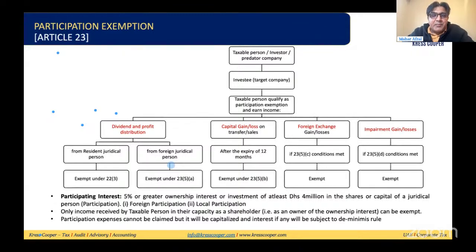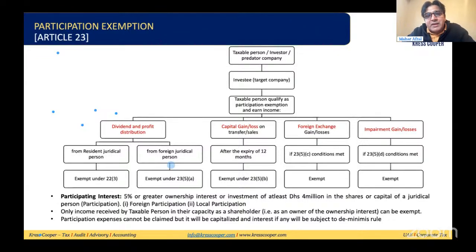These conditions are investment in the equity up to a minimum of 4 million or 5% of their equity capital, held for a minimum of 12 months, or with the intention to hold it for 12 months. Then, where you are making the investment, their assets are not being invested in a holding company more than 50%. If these conditions are met, then your dividend from the participation exemption will be exempt as well. But here we are not discussing the dividend from the participation exemption. Here we are discussing the dividend that you are getting from the resident juridical person.